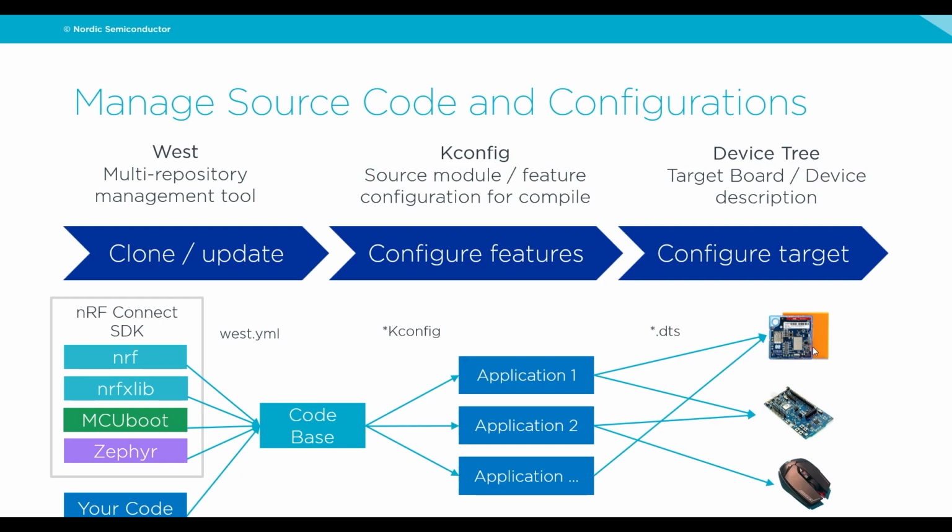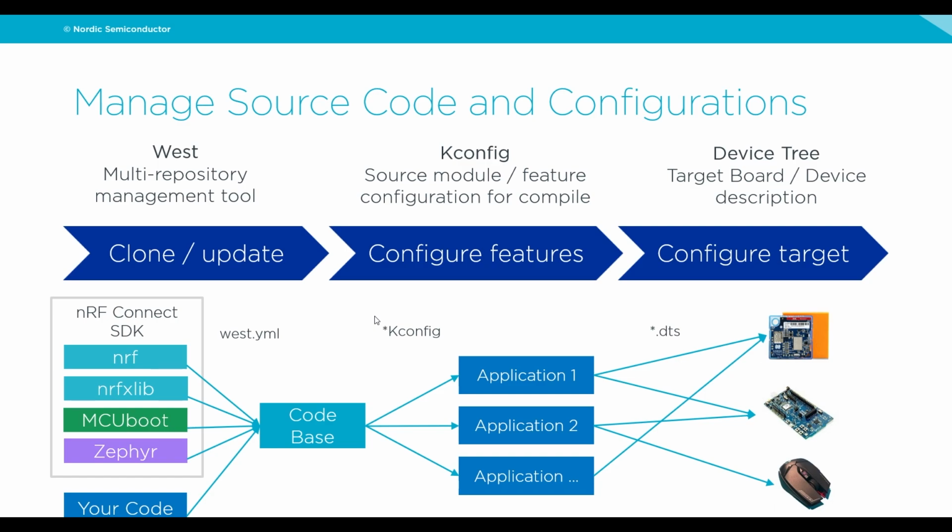Source code and configuration, just a quick intro to that. West, like I mentioned, is a multi-repository management tool that can be used for cloning and updating. So here you have the nRF Connect SDK code base, and then you can add your code in a separate repository. That then becomes the code base, dependent on the west.yaml file. Then you can use Kconfig for source module and feature configuration. There you can set the different features, for example if you want to use GPS, or MQTT, etc.